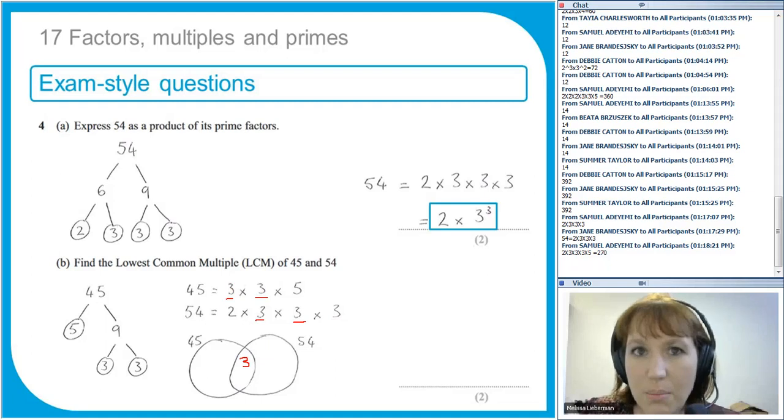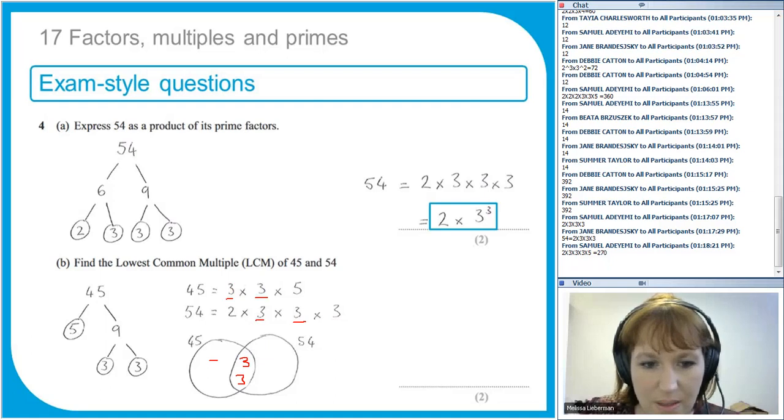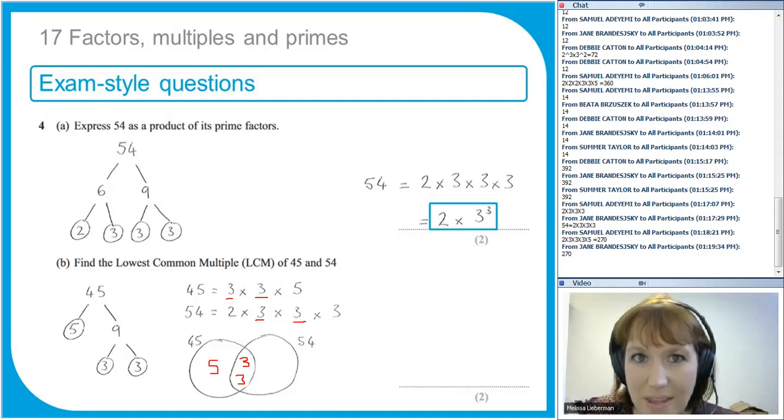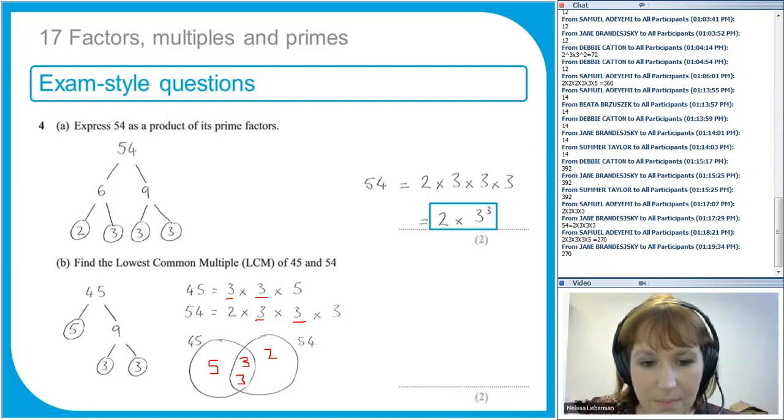And those are the only 2 numbers that are common to both. And then we've got a 5 in this one, so we put that 5 in there. So altogether in that circle representing 45, we should have 3 numbers: 3, 3, 5. Good. 54. We've got the 2 3s we've written down already, and then we've got the 2 at the beginning, and then another 3, like that.